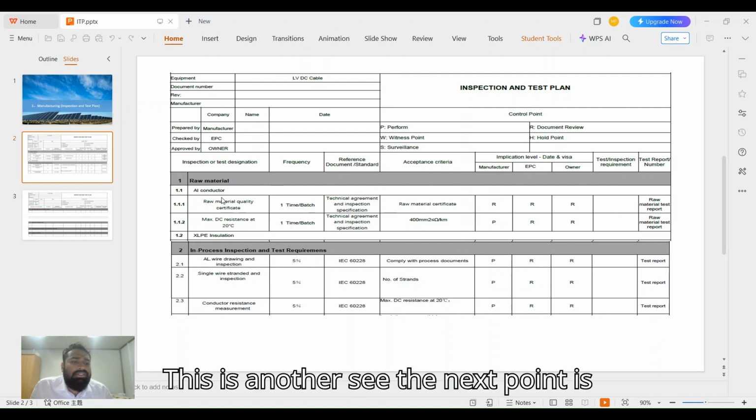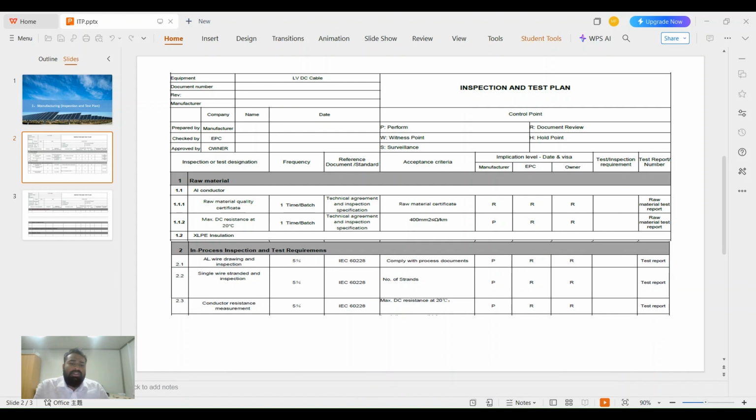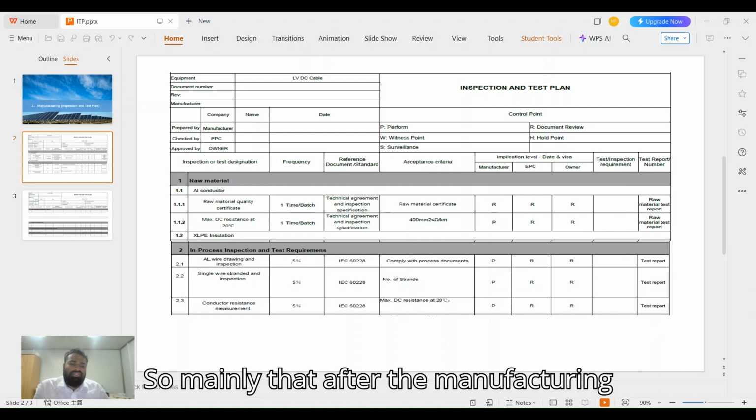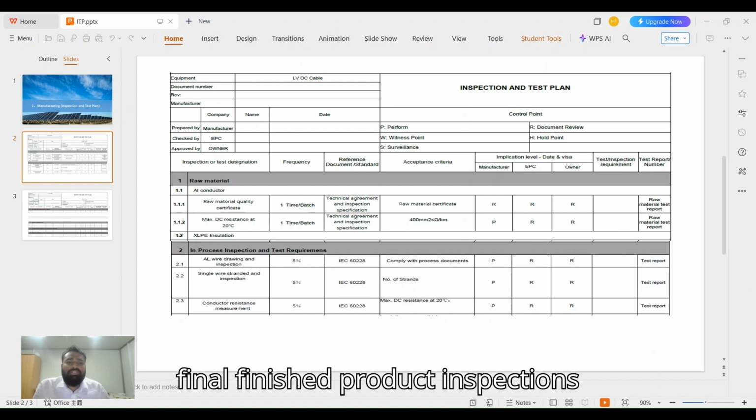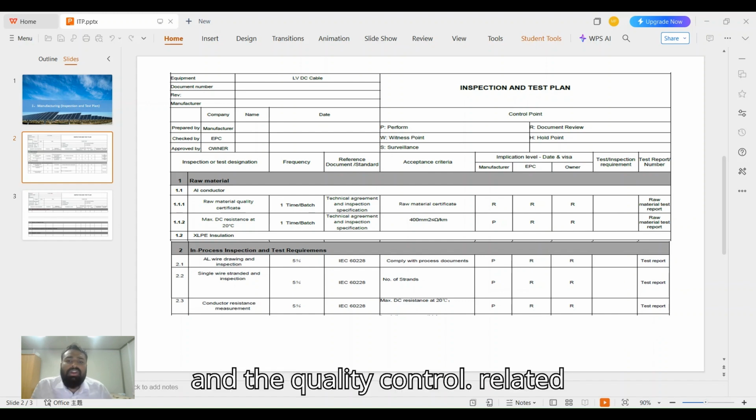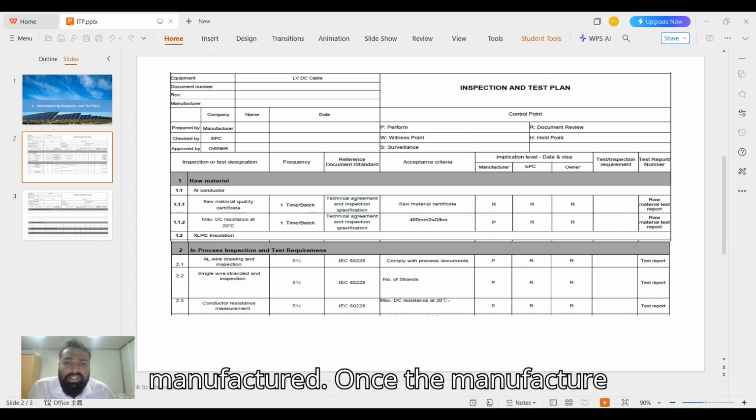The next point is post-manufacturing control treatment. After the manufacturing, there are certain controls for storage and for final finished product inspections and quality controls related to the equipment that has been manufactured.